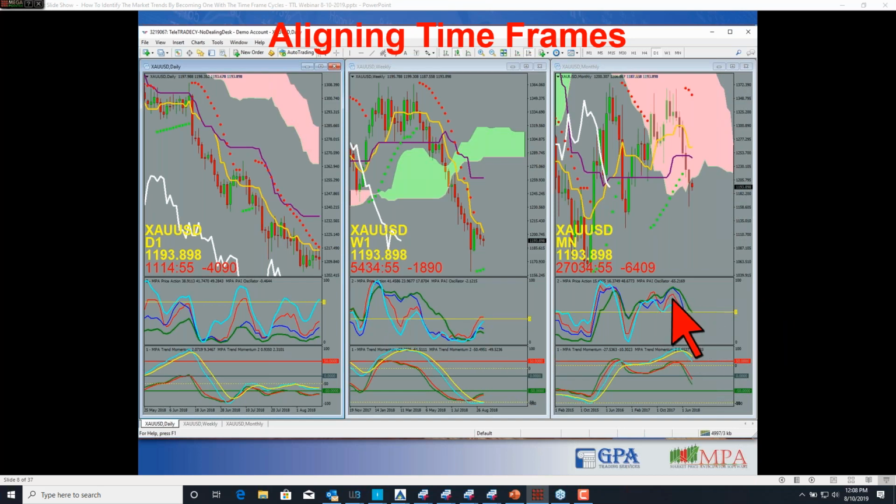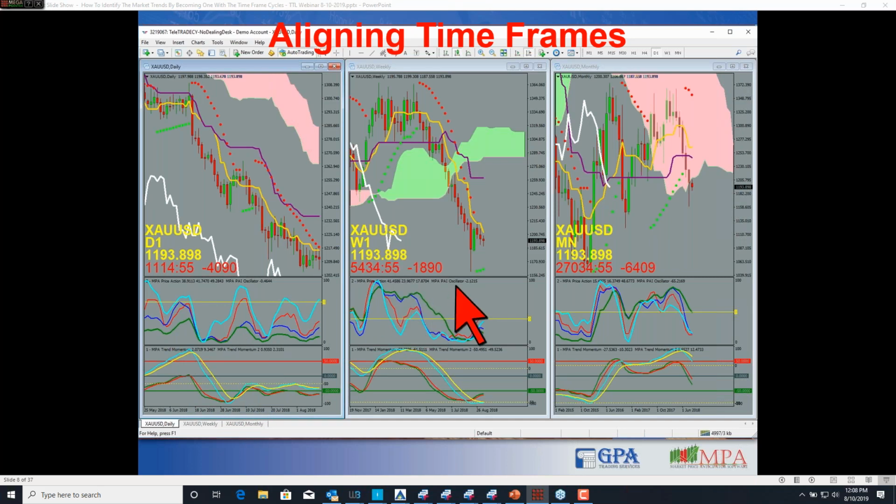Anytime you get a hook, the previous time frame has a hook and a cross, no matter what time frame. So a monthly hook, you get a weekly hook and a cross. A weekly hook, you get a daily hook and a cross. A daily hook, you get a four-hour hook and a cross. A four-hour hook, you get a one-hour hook and a cross. And it means the same thing through every time frame.